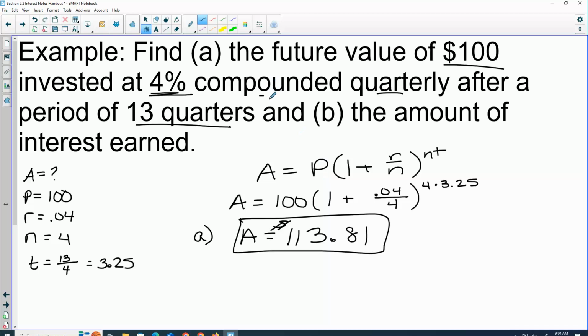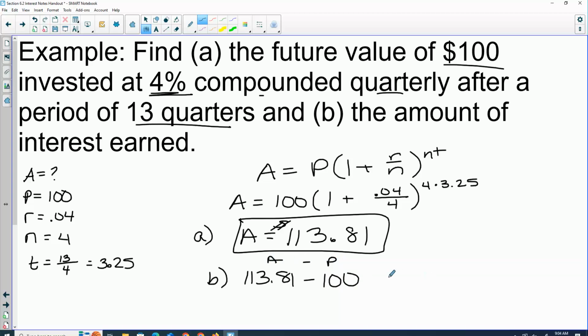So my future value, that was what I asked in part A. Part B is the amount of interest you earn. How do you calculate your interest? Take 113.81 minus 100. The amount of money you ended with minus the amount you started with. Just A minus P.